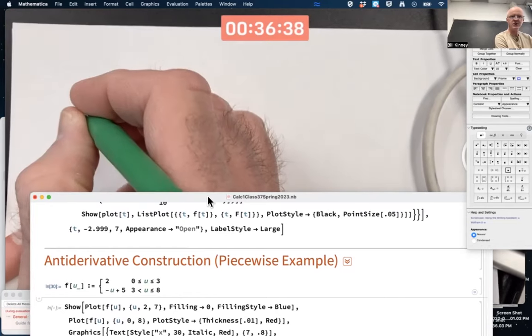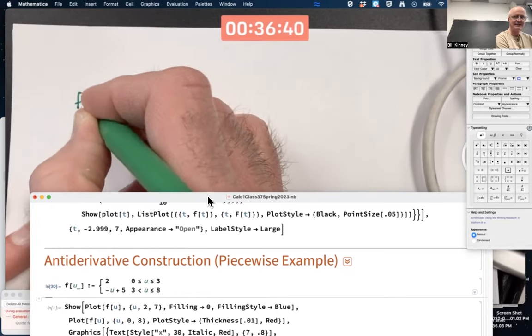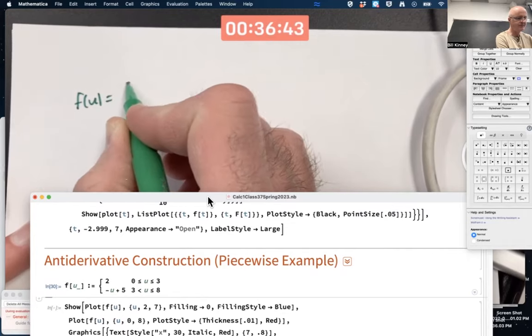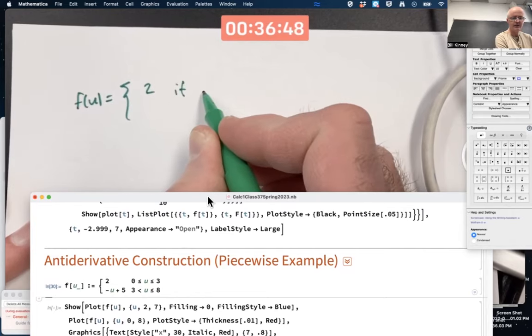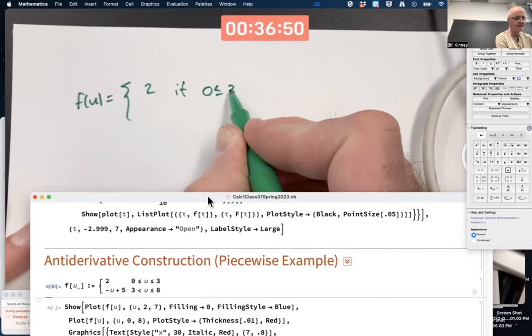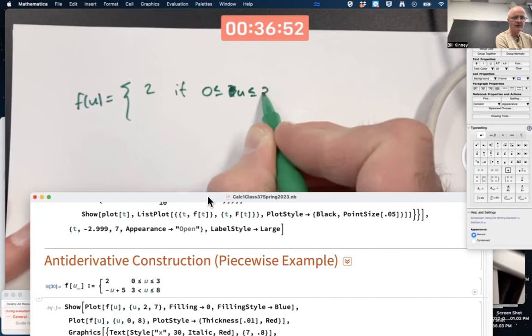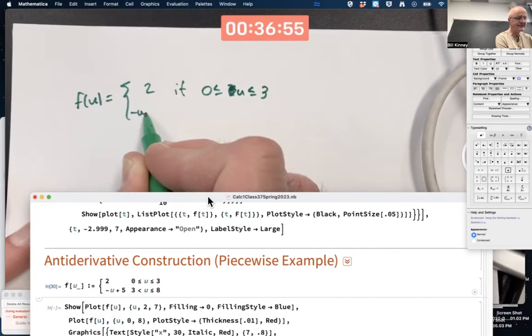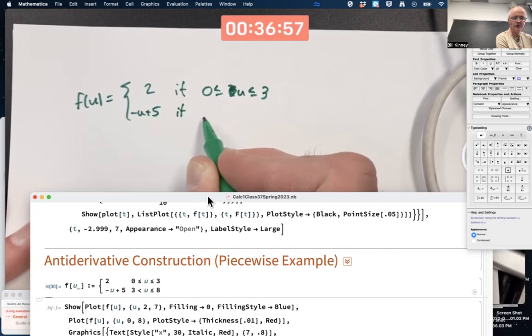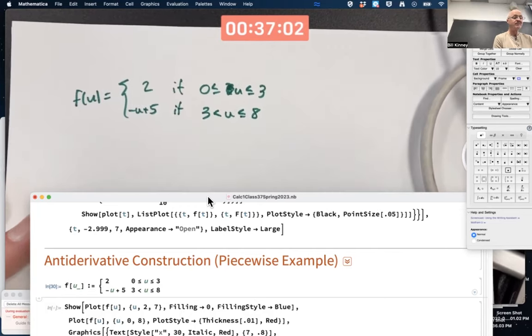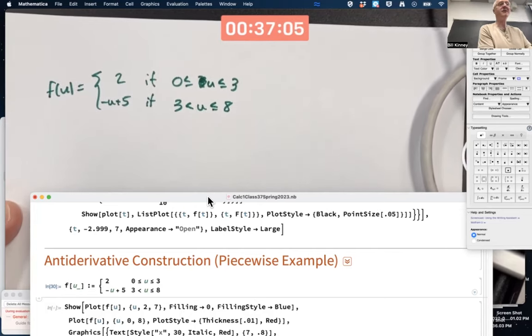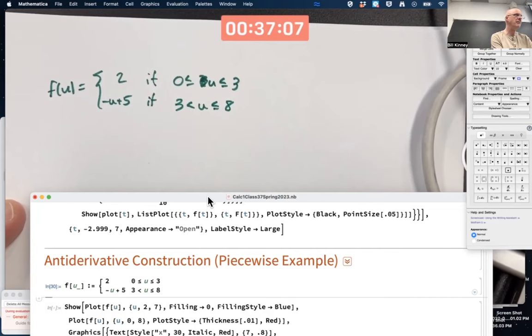I've got this piecewise function, which I've typed into Mathematica as f of u equals 2 if u is between 0 and 3, and negative u plus 5 if u is between 3 and 8. Why am I using a letter u? Because it's going to be a dummy variable for an integral. That's why. Not that I have to use a u, I could use a t.